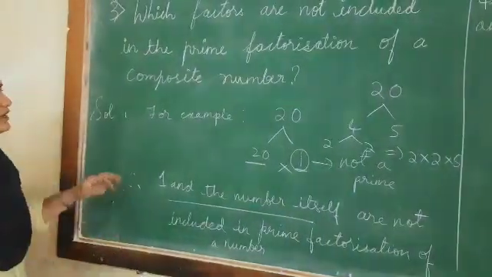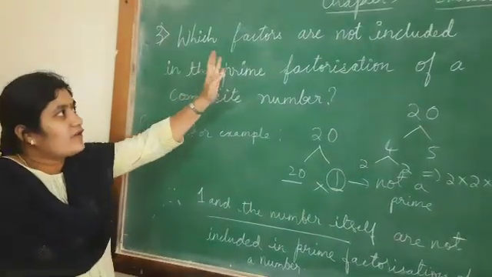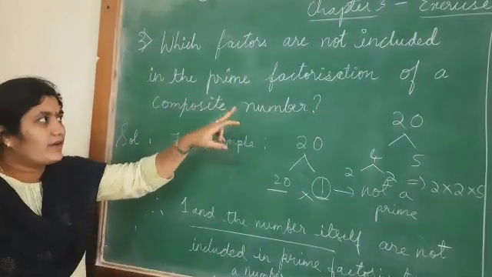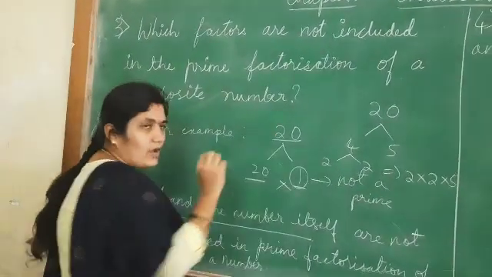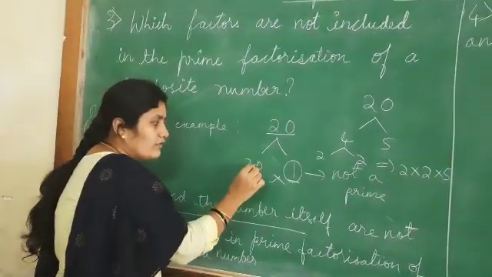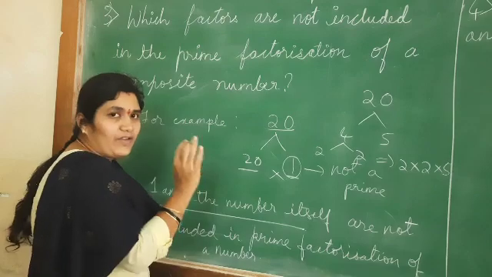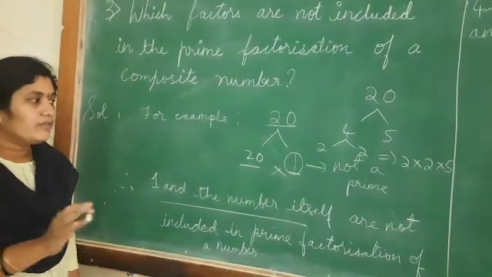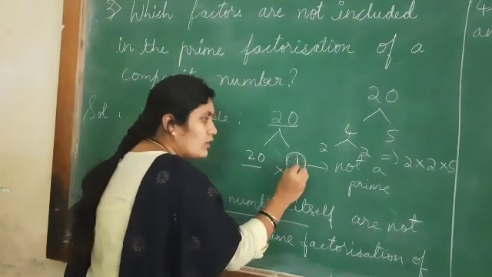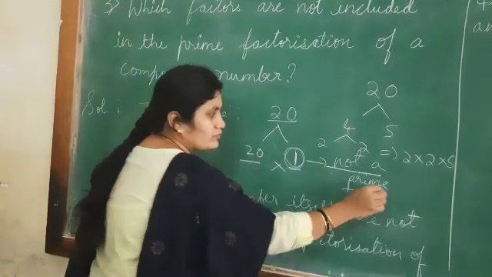Let me repeat it once. The question is which factors are not included in the prime factorization of a composite number. As you can see, 20 is a composite number. First, what comes to your mind is the factors of 20, 1 and 20, because 1 is the smallest number. But we cannot take 1 because 1 is not a prime number.